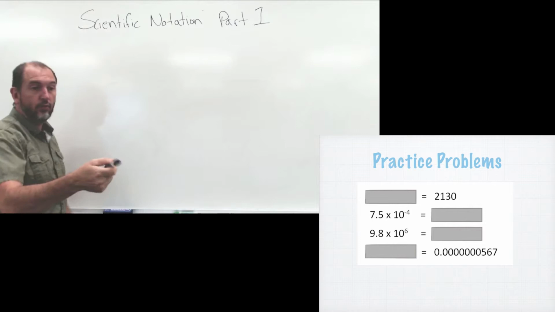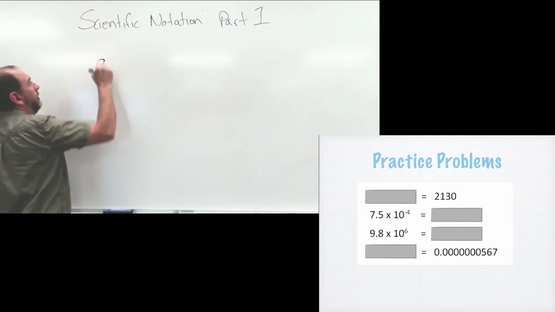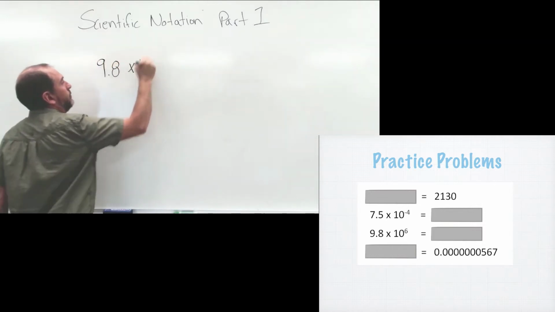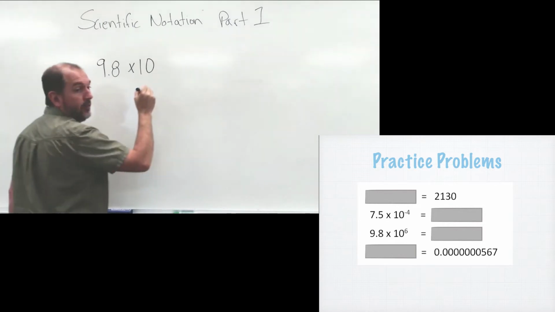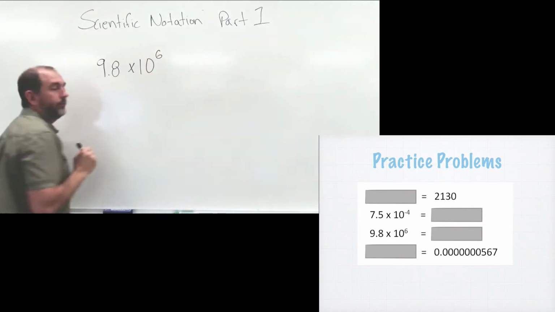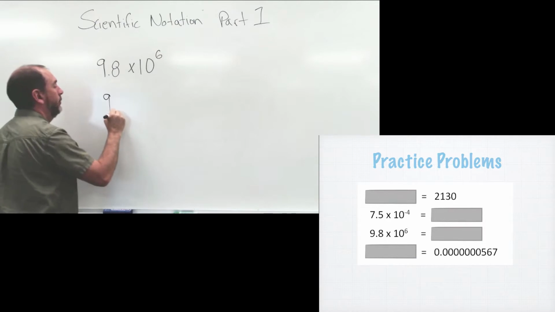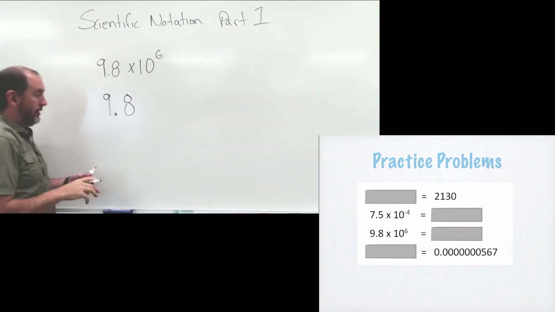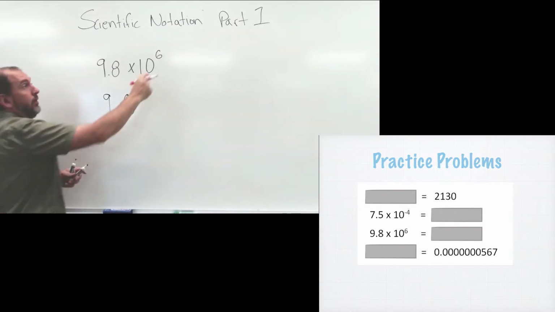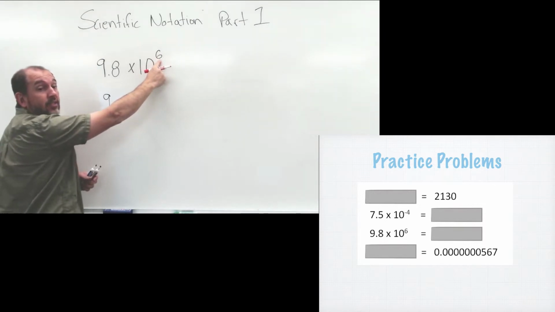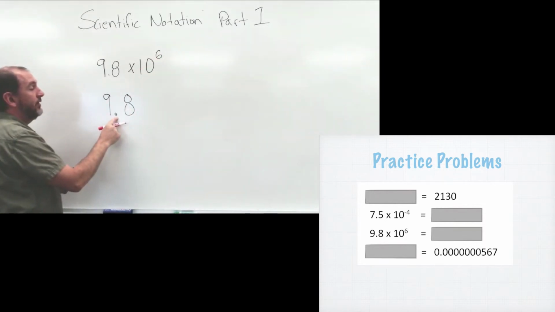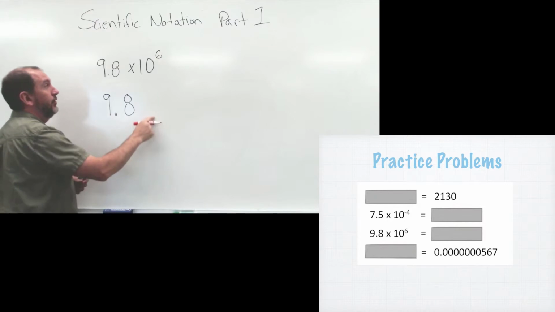Okay, next one, 9.8 times 10 to the 6th. Okay, we want to write that in number form because it's in scientific notation. So again, I'm going to start with 9.8. Okay. Now we're going to move that decimal. How many places? 6. 6 places, and now we have to think, do I want to move it to the left or to the right?